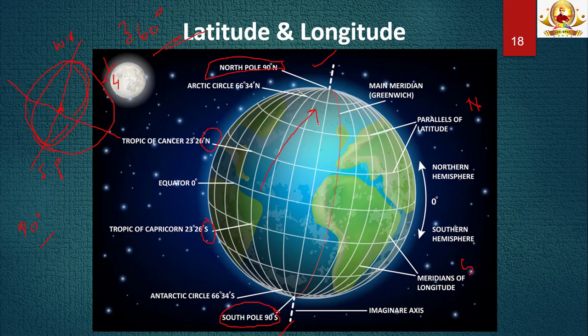Let's discuss some important latitudes we know. Tropic of Cancer, which is 23 and a half degrees north in the northern hemisphere. Then there is Tropic of Capricorn, 23 and a half degrees south in the southern hemisphere. Then there's Arctic Circle, which is 66.5 degrees north, and Antarctic Circle, which is 66.5 degrees south, respectively in the northern and southern hemisphere. So till now we have understood what is southern hemisphere, what is northern hemisphere, what are parallels of latitude, what are the important latitudes, etc.